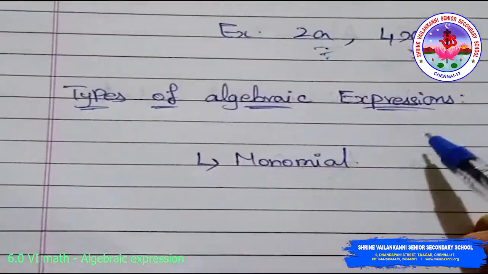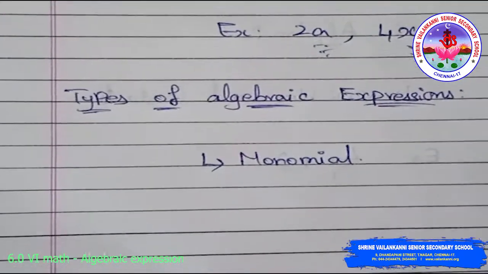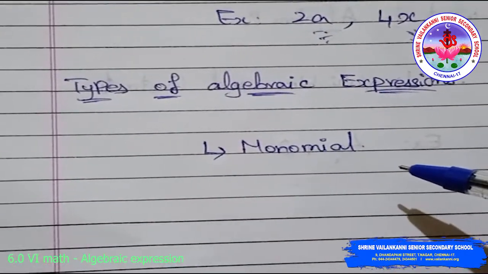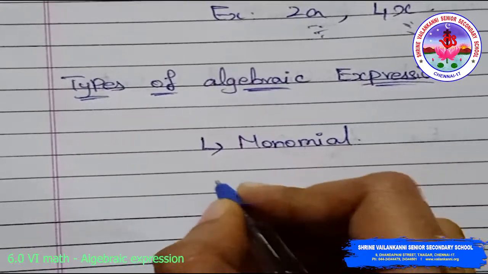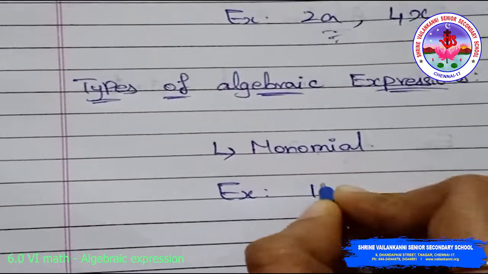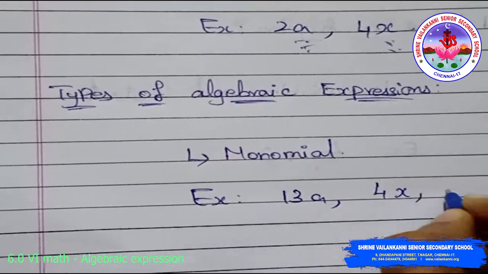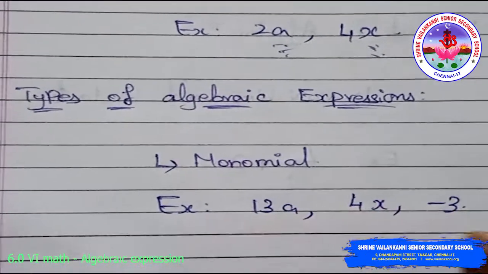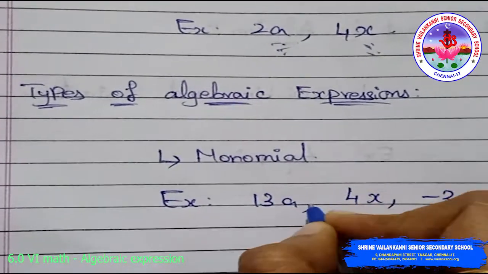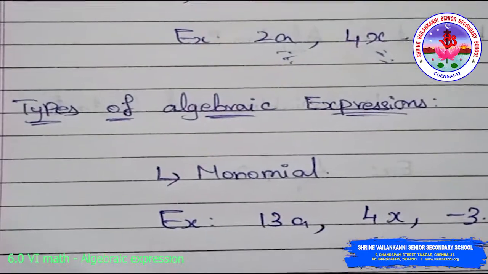Types of algebraic expressions. The first one is monomial. An expression with a single term is known as a monomial. For example, 13a, 4x, negative 3. These are examples of monomials.